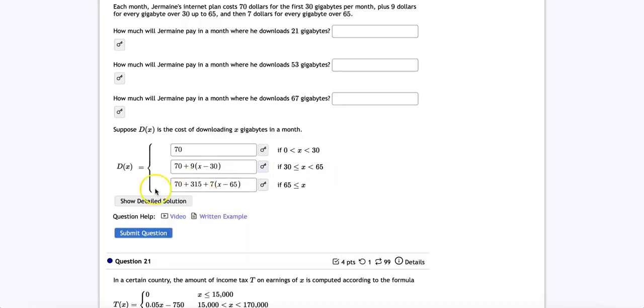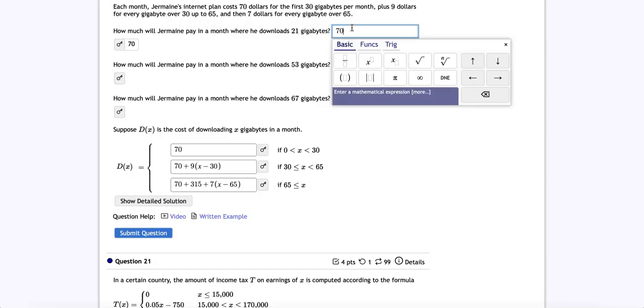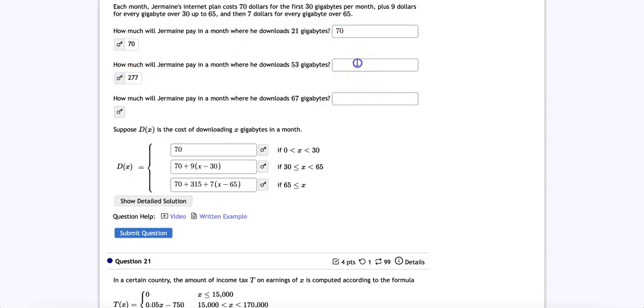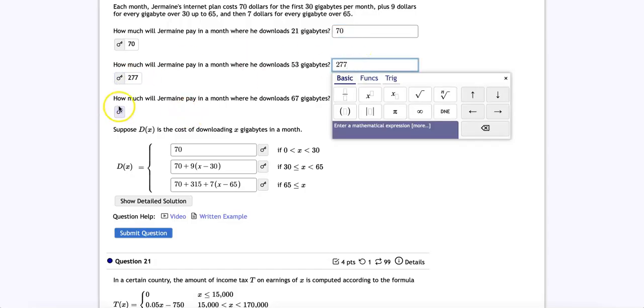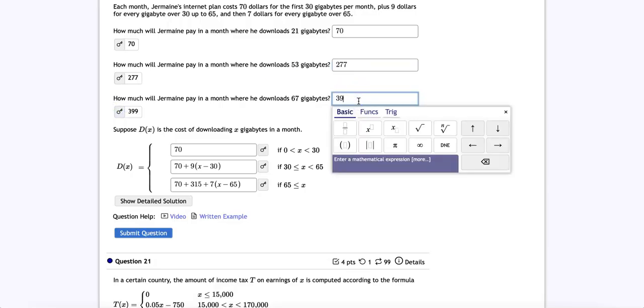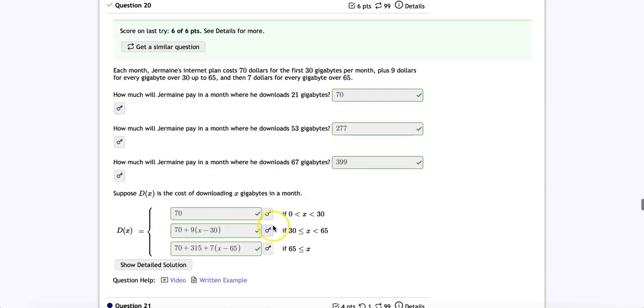Now, you might need to simplify this. I'm not sure if this will be accepted in this format. Let's check. The first three I'll definitely get wrong because I didn't enter them. Well, let me go ahead and just put these in. Okay, it's fine with this unsimplified version.